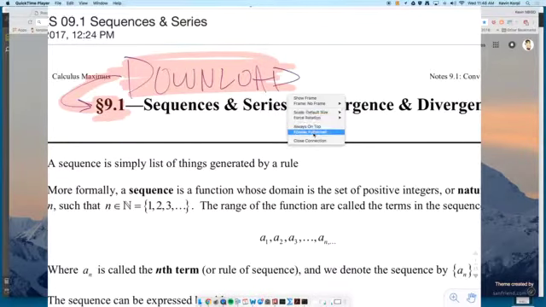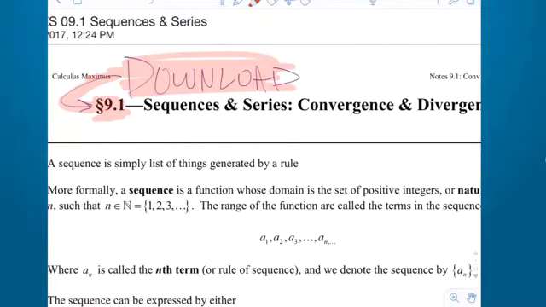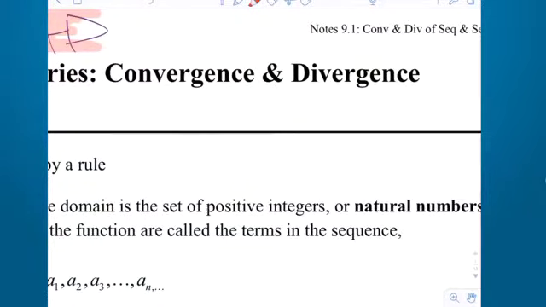All right, so 9.1, sequences and series, convergence and divergence. So we've already talked about convergence and divergence. What does convergence mean? If something converges, then it what? It goes to a finite number. It approaches a finite number, and if something diverges, it either goes to infinity or negative infinity, or it could actually diverge by oscillation as well. It just does not approach a single finite number.